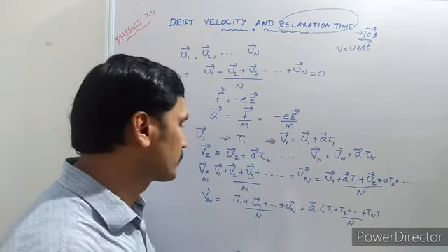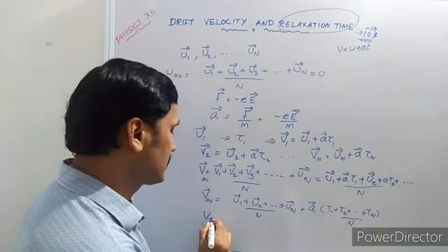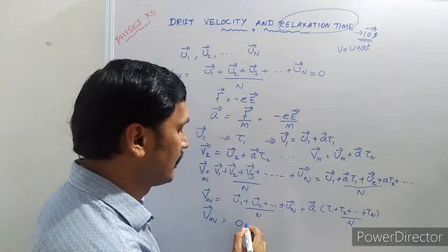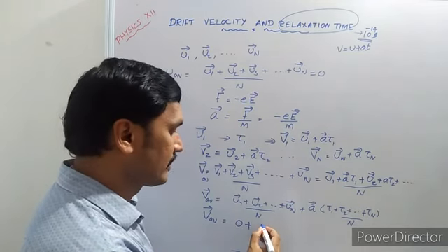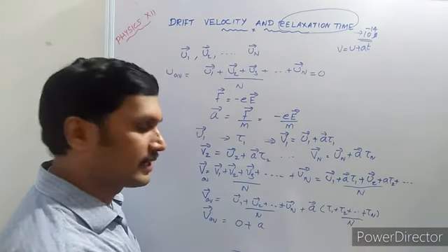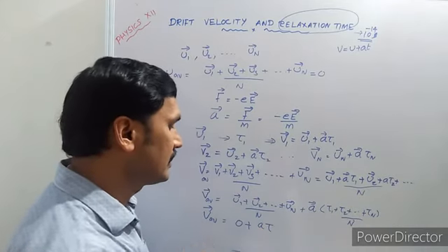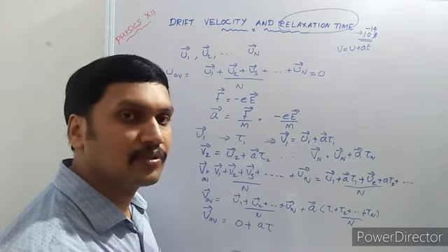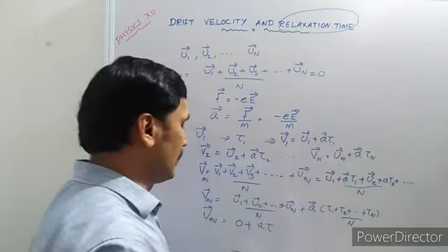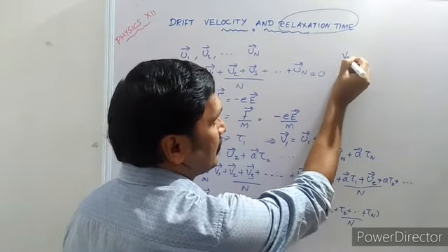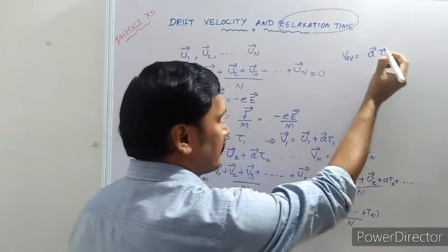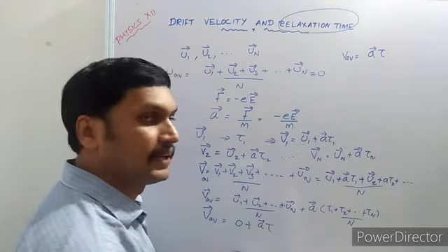It is too small. So rewriting this equation, the average thermal velocity is equal to 0, plus a into this term, which is the average relaxation time, that is equal to tau. Now, what is the average velocity? The average velocity V average is equal to the vector A into the relaxation time.